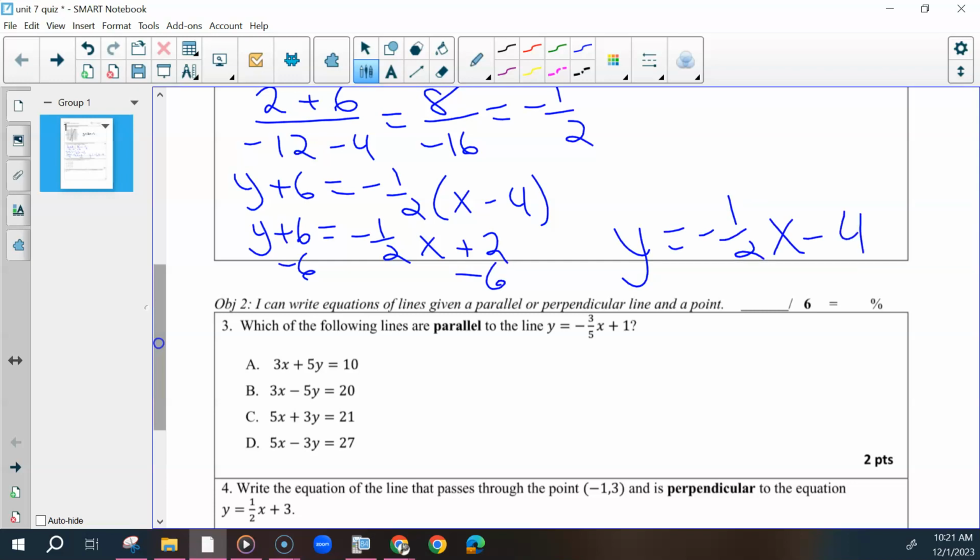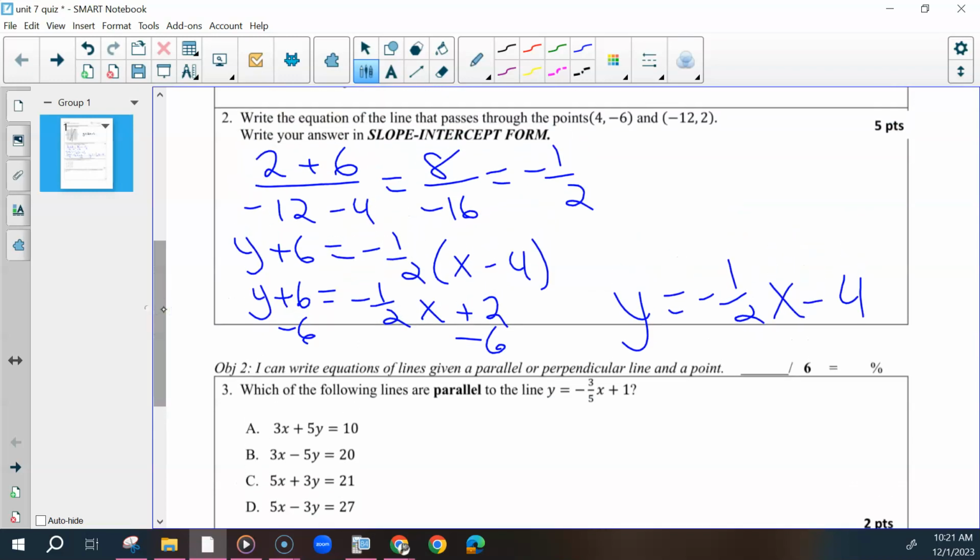So that final answer was y equals negative 1/2 x minus 4. The 5 points on that one were your work for your slope, your correct slope, simplified. The correct format, setting up your equation in y minus y1, that was slope. The work to get the final equation, and then your final equation. Questions on that one?